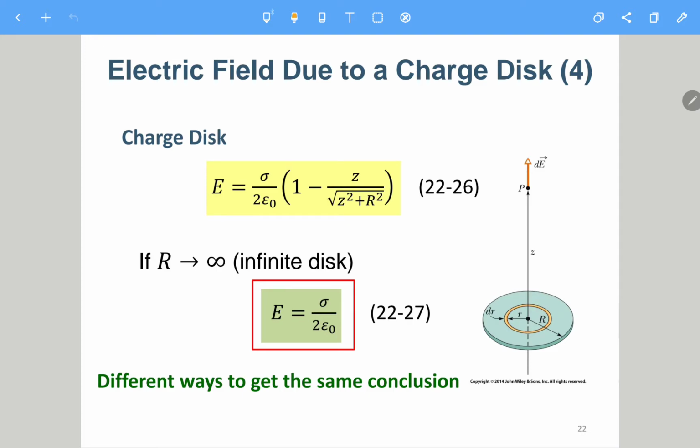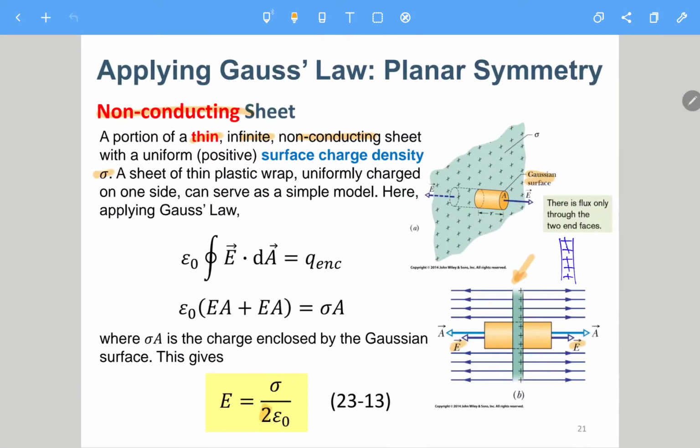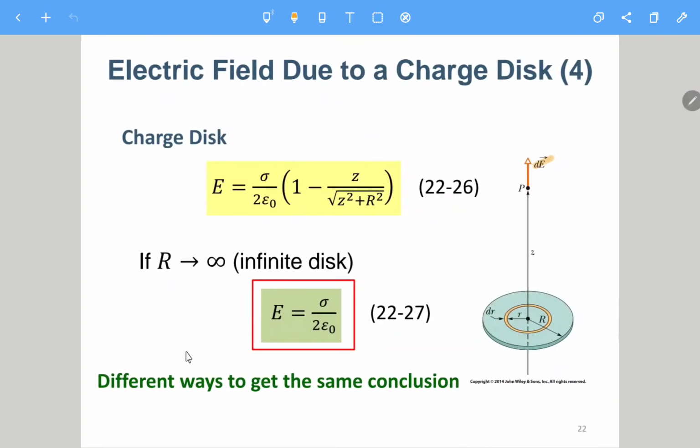So we can use different ways to get the same conclusion. If you don't know the Gauss law, you can use the E field, write out the dE, and then do the integration. But as long as we have learned the Gauss law, we only need one step, two steps, three steps, and we come up with actually the same conclusion.